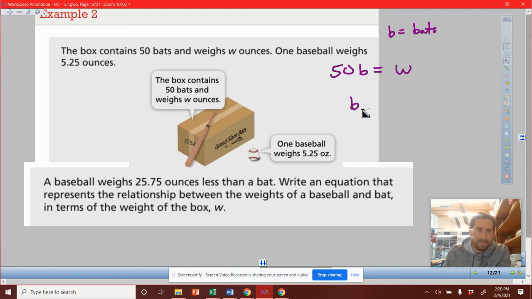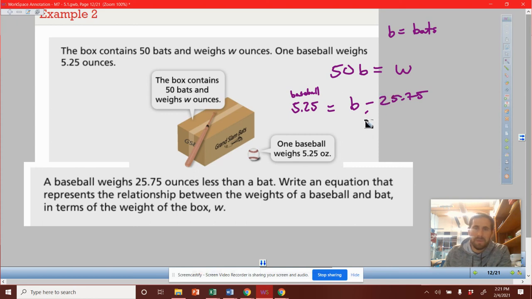The baseball bat, or a baseball weighs, so we also have a baseball, which is 5.25, right? So I'm going to put the word baseball there just so we kind of see it, but a baseball weighs equals 25.75 ounces less than a bat. So I've got a bat, and I'm going to subtract the 25.75. And that should be the weight of the baseball, right? If the bat was pretty much 5.25 pounds more than this expression right here.